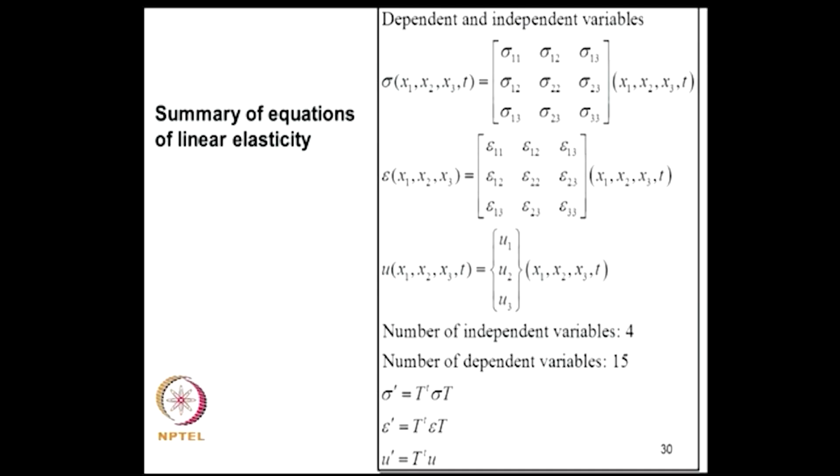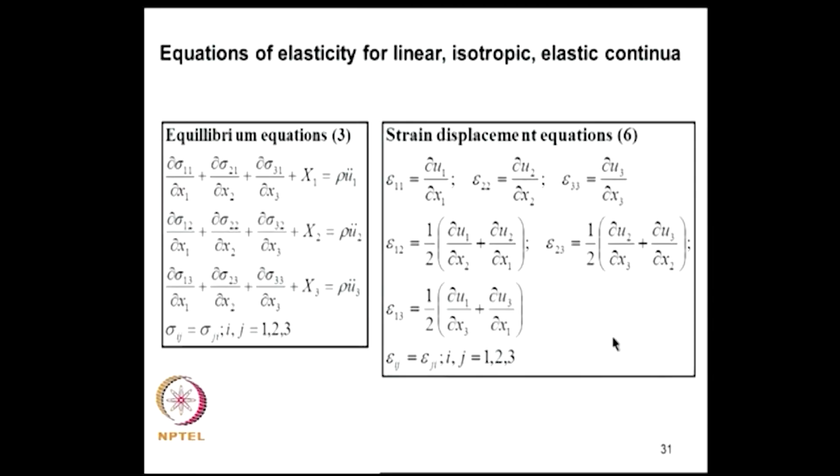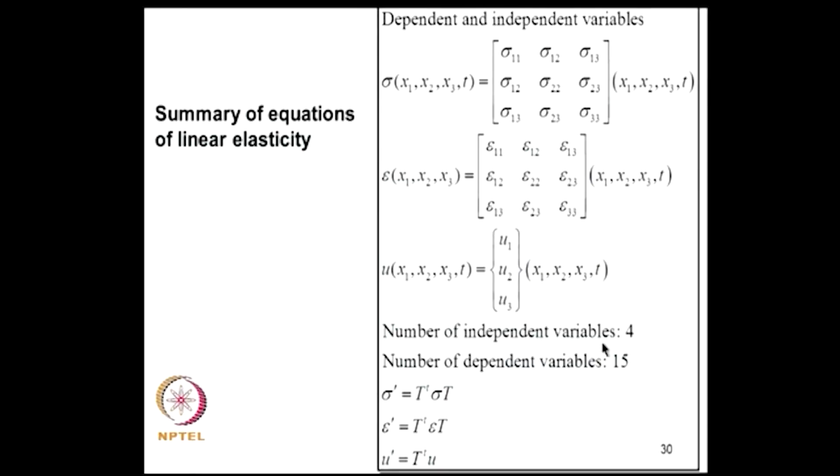The state of stress at any point x1, x2, x3 is given by this tensor, and the state of strain is given by this tensor, and the displacement fields are u1, u2, u3. All these quantities are functions of x1, x2, x3 and time. So, the number of independent variables is 4, that is x1, x2, x3 and t, and the number of dependent variables is 15. There are 6 stress components, 6 strain components and 3 displacements. So, how do we tackle these problems?